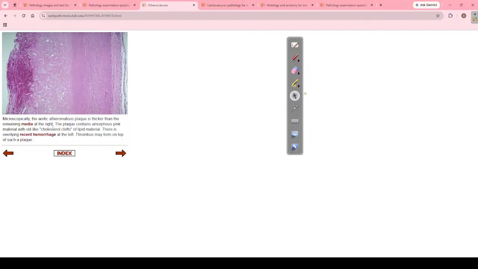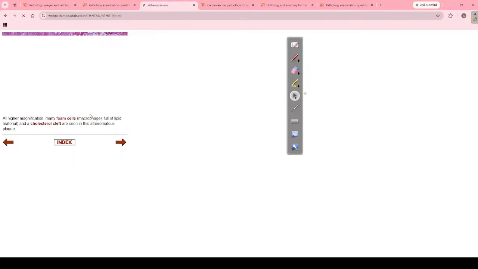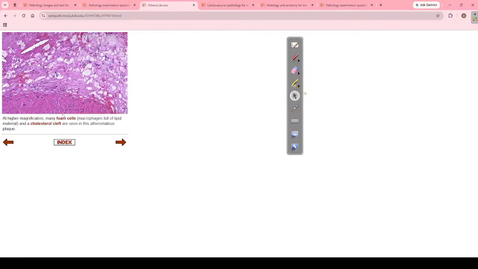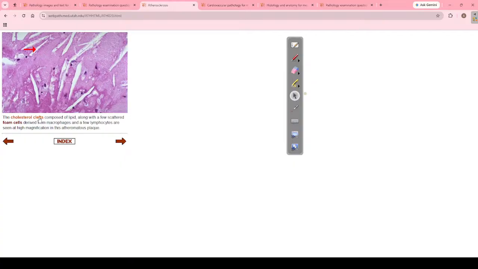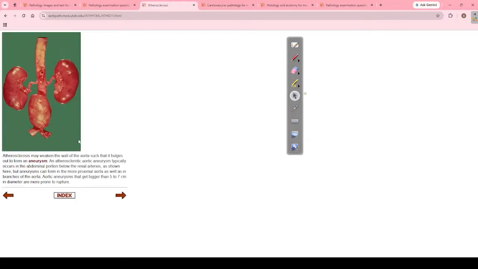There is amorphous pink material with slit-like cholesterol clefts. All of these are cholesterol clefts of the lipid material, and thrombus may form on top of such a plaque. Then if we go on to higher magnification, we can find foam cells, and you can also find the cholesterol clefts which are seen in an atheromatous plaque. Clefts composed of lipid with few scattered foam cells. Okay, a few lymphocytes also may be seen.